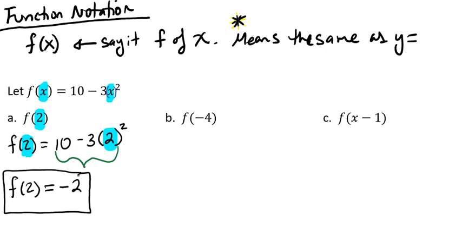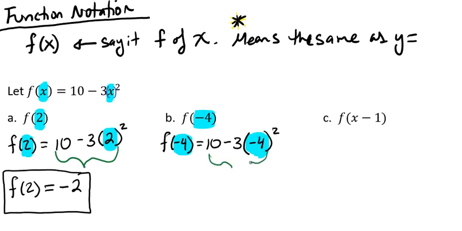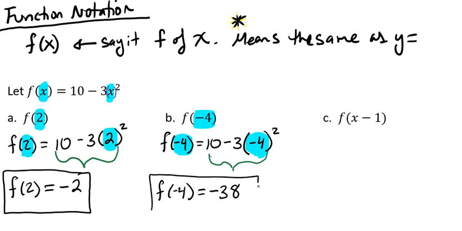So let's try it on this next one. So here we have f of negative 4. So where do you think that negative 4 is going to go? Yep, it's going to go in the x's spot. So now if we're looking at f of negative 4, it'll be 10 minus 3 times the quantity negative 4 squared. It's really important to make sure that you're using parentheses when you're substituting in your number. So here, our f of negative 4 is going to give us a value of negative 38. And that's our solution.